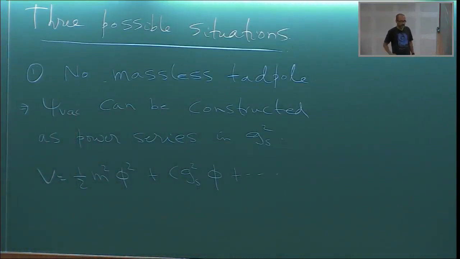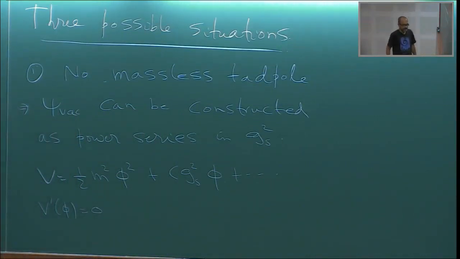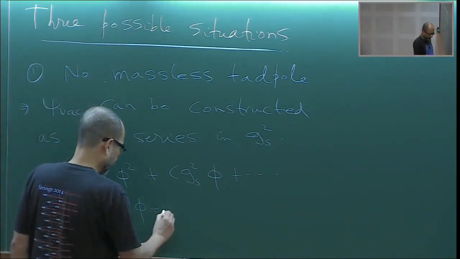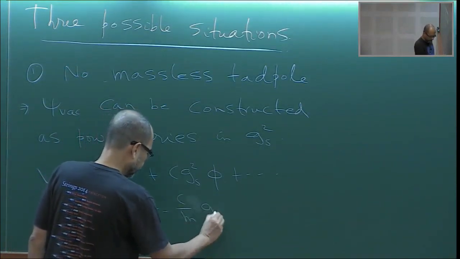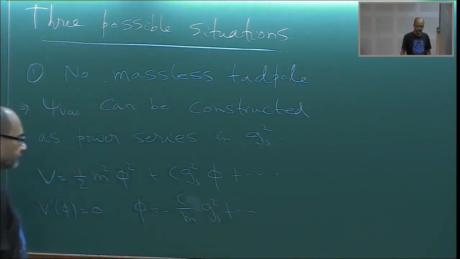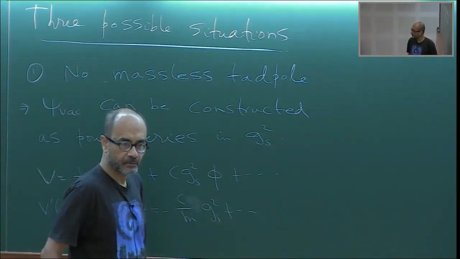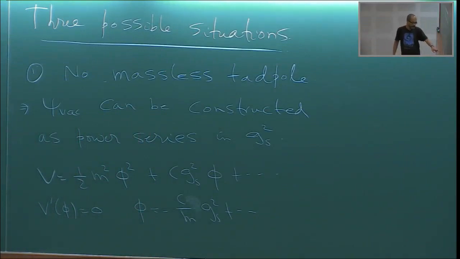And looking for a solution to the equation of motion in this case corresponds to solving v prime phi equal to 0. And you can easily see that v prime phi equal to 0 has a solution where phi starts at minus c gs square over m, plus higher order terms. So the first term is of order gs square, and then there will be an order gs to the 4 correction and gs to the 6 correction and so on, because this term over here has an expansion in powers of gs square. So this is the simplest case.